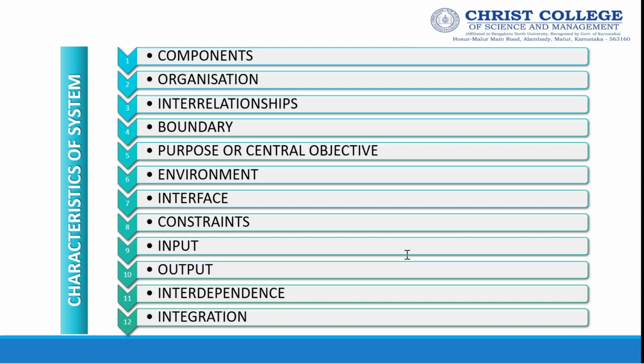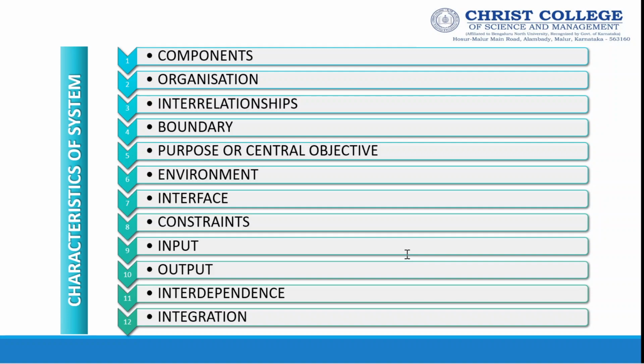Next one, boundary. A system has a boundary within which all of its components are contained and which establishes the limits of a system, separating it from other systems. There will be different systems in a business organization, and each will have its own boundary which will be limiting the system from its environment.